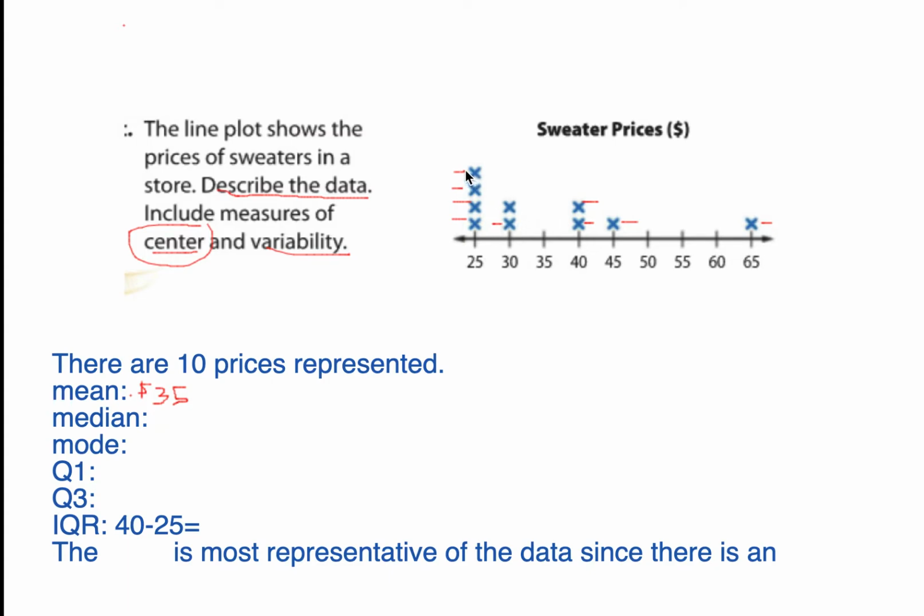There is 1, 2, 3, 1, 2, 3, 4, 1, 2, 3, 4. There is 2 middlemost numbers. Those 2 middlemost numbers, well, that's easy because you know that you have to add them up and divide by 2, and 30 plus 30 divided by 2 is 30.